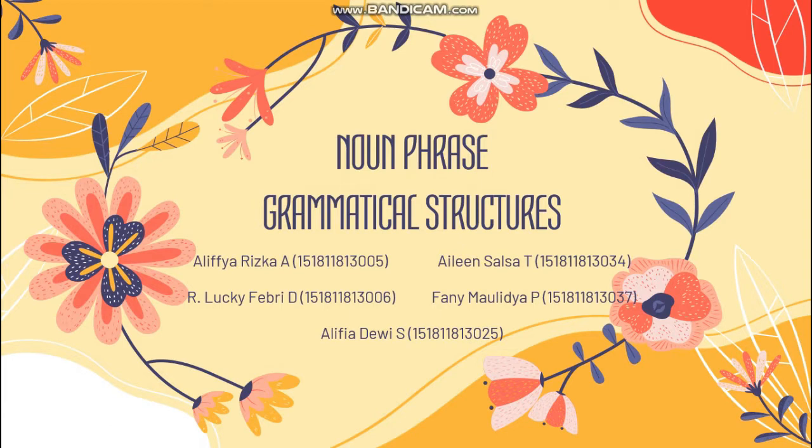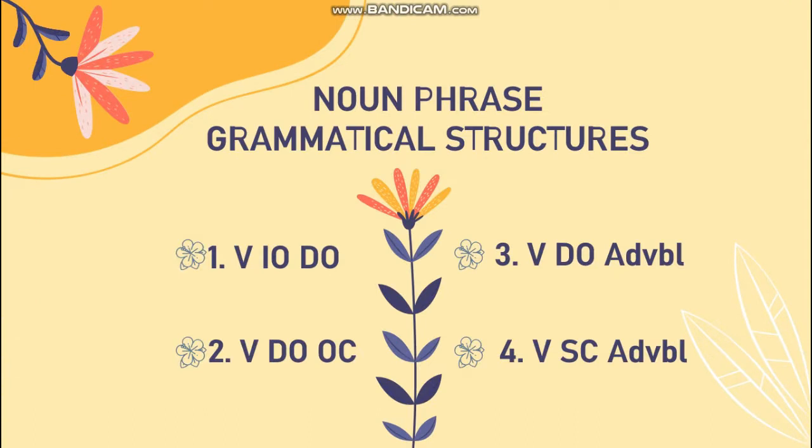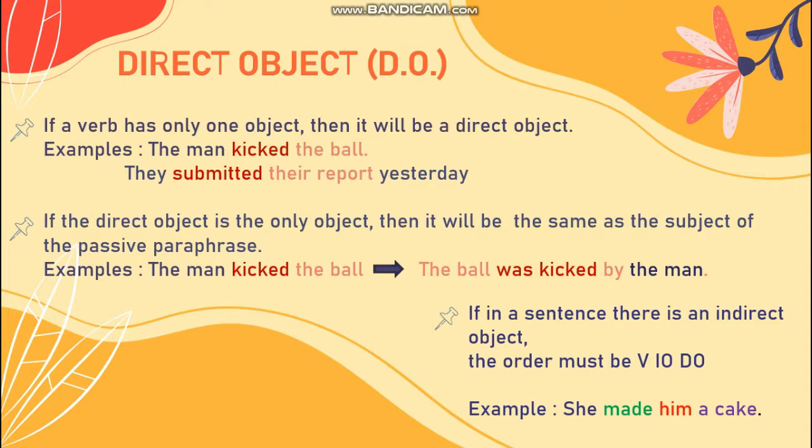Noun phrase grammatical structures can be divided into 4 parts, and now I would like to explain the first one, which is verb, indirect object, direct object. The first one is direct object. A sentence or verb can be considered as direct object if that sentence or verb has only one object. The examples are: the man kicked the ball, and they submitted their report yesterday. The word the ball here is the only one object. Same as the second example, the report is the only one object.